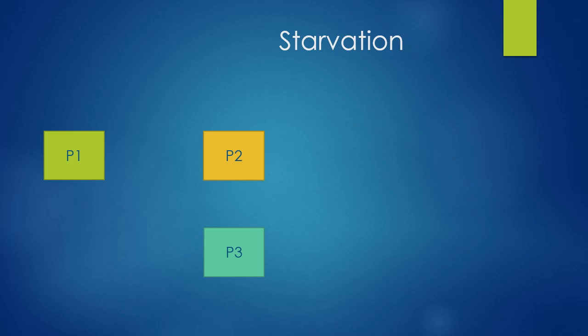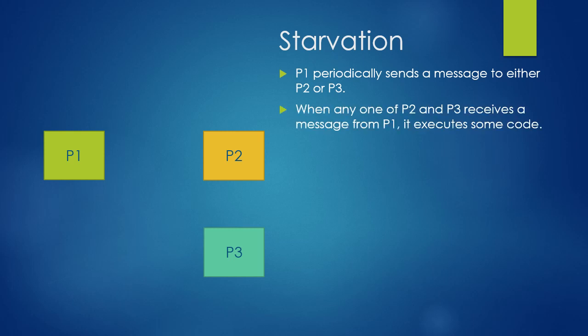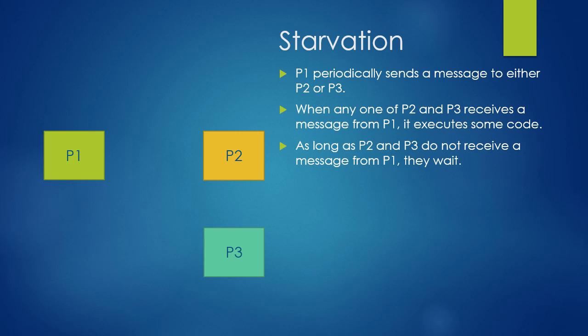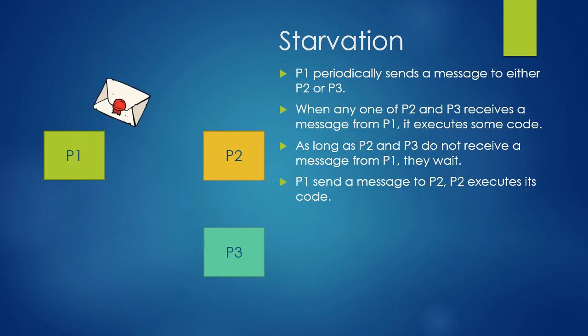Suppose you have three processes, P1, P2, and P3. P1 periodically sends a message to either P2 or P3. When any one of P2 or P3 receives a message from P1, it executes some code. As long as P2 and P3 do not receive a message from P1, they wait.